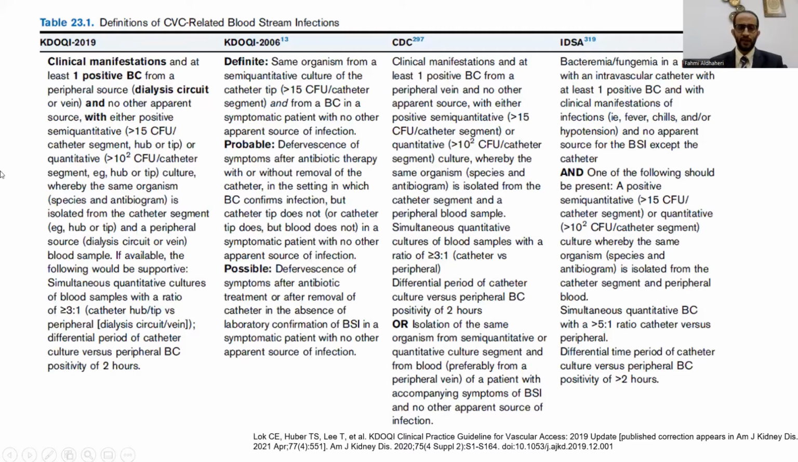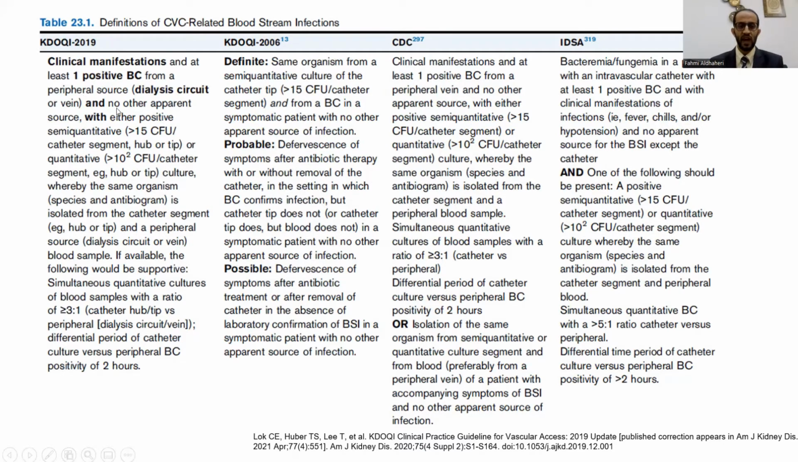The KDIGO guideline 2019 updated their definition for CRBSI, and it's defined as the following: clinical manifestation and at least one positive blood culture from a peripheral source. Here they include the dialysis circuit. They mention here dialysis circuit or vein. Why do they mention the dialysis circuit? Because usually dialysis patients have difficult venipuncture and it is difficult to extract the blood culture. So they include the dialysis circuit to easily extract blood for blood culture.